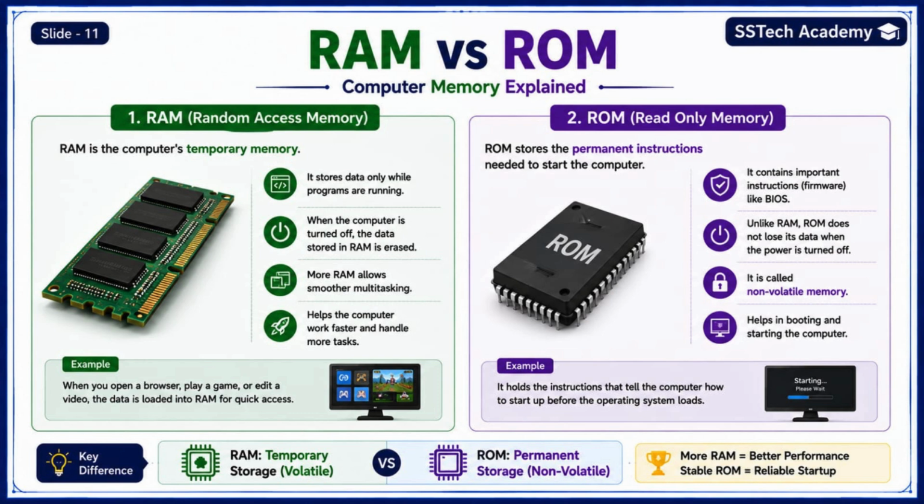The easiest way to remember the difference is, RAM means temporary working memory, while ROM stores important instructions that remain available without power. So, RAM helps with current tasks, while ROM helps with startup and essential instructions.